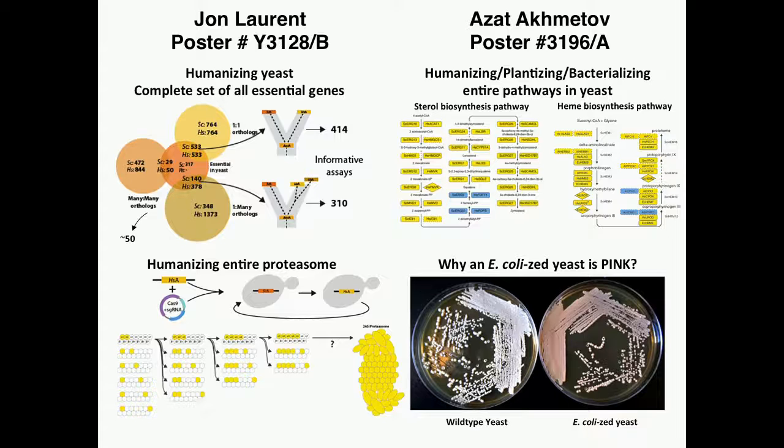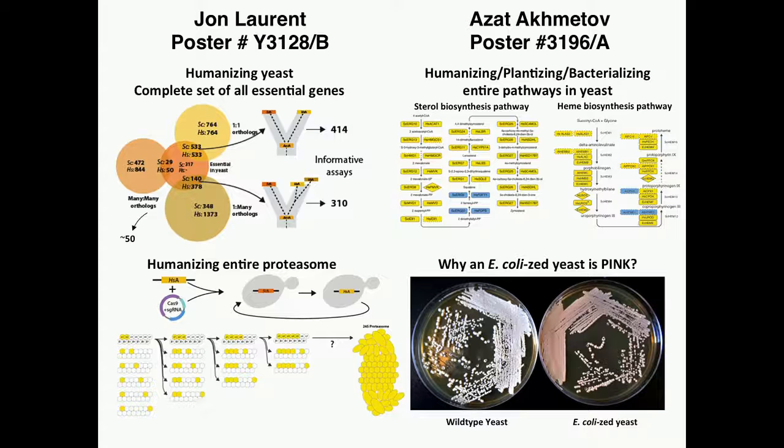And you will also learn that we are now on course to humanizing the entire proteasome core. We now have strains, using CRISPR, which are expressing 5 humanized proteasome subunits, alpha proteasome subunits. And in a similar vein, we are building pathways like the sterol and heme pathways from bacteria and plants as well.